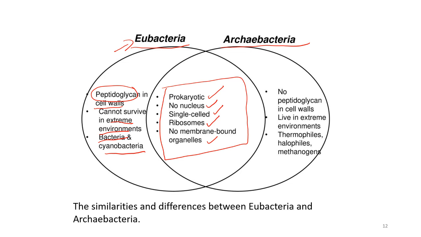As for the archaea, the cell wall is not made up of peptidoglycan. They live in extreme environments, such as in hot ponds, which are thermophiles, and then halophiles and methanogens. So these are examples of extreme conditions lived in by archaebacteria.